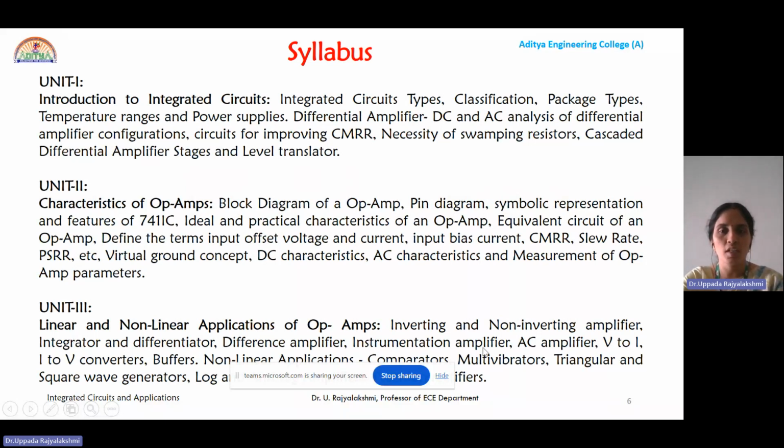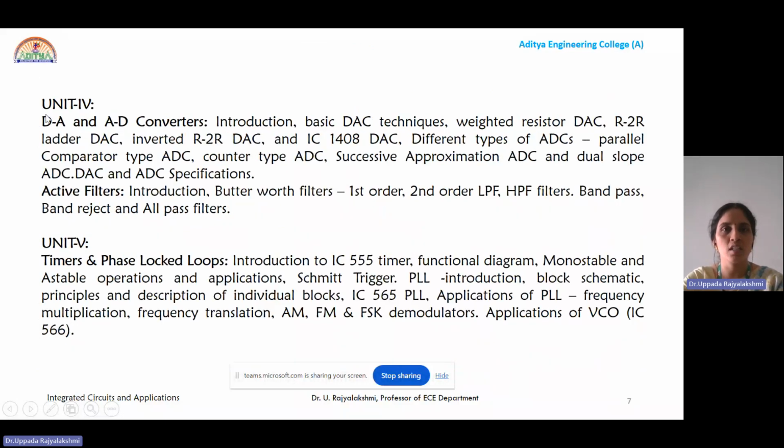In unit 3, we will discuss all the linear as well as non-linear applications of op-amp. Next, in unit 4, we will discuss the A to D and D to A conversions as well as the active filters constructed using these linear ICs. And in unit 5, we are going to discuss the concept of timers as well as phase lock loops.